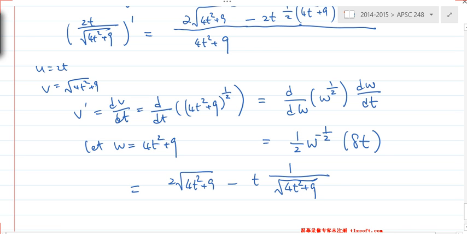Was that okay? Right? And times the 8t and 8t here, right? 8t. Okay? Times 8t. That make sense? Yeah? And divided by 4t squared plus 9. Okay?